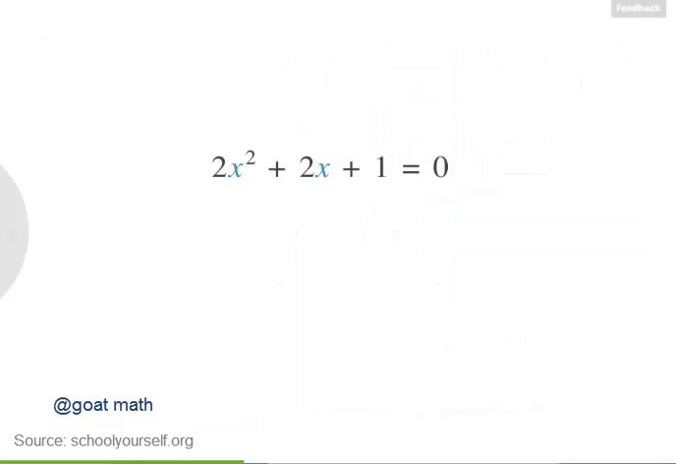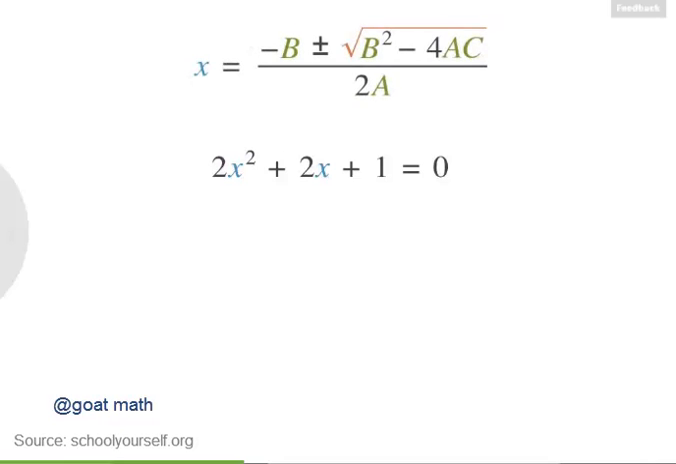So we're looking at the quadratic equation 2x squared plus 2x plus 1 equals 0. The graph for this quadratic has no roots. Does the quadratic formula agree? Let's find out. Now the part of the formula that's under the square root, b squared minus 4ac, gets a special name. It's called the discriminant of the quadratic.